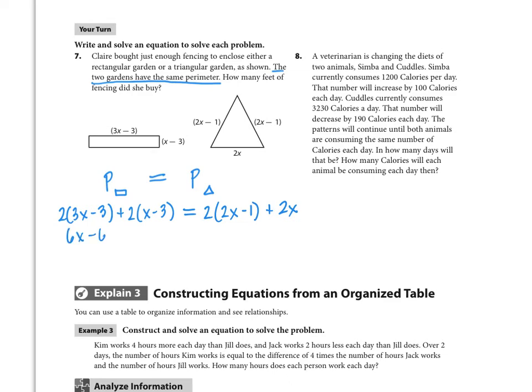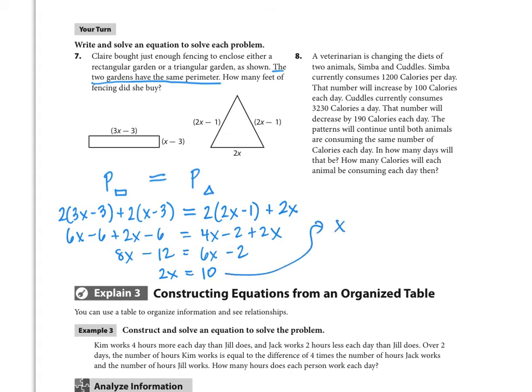I get 6x minus 6 plus 2x minus 6 equals 4x minus 2 plus 2x. And then combining like terms gives me 8x minus 12 equals 6x minus 2. And then I'm going to do 2 steps here at once just because I'm running out of room here. But subtracting 6x on both sides will give me 2x. And then adding 12 to both sides will give me 10 on the other side. Okay, this will lead me to x equals 5.